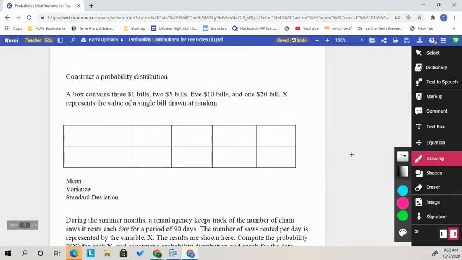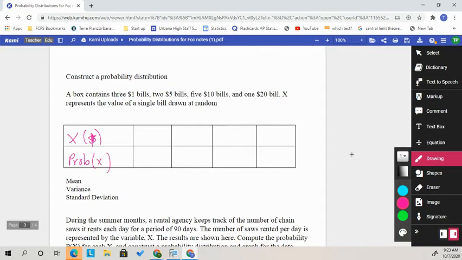Right, in the next lesson we're going to do something called expected value, which is applications of this, and it's kind of like gaming questions, and we'll talk about that when we get there. A box contains 3 $1 bills, 2 $5s, 5 $10s, and a $20. X represents the value of the single bill drawn. So X is going to be our money that we draw out. We're going to draw one time, so that's a money symbol. And then the probability of that X happening.